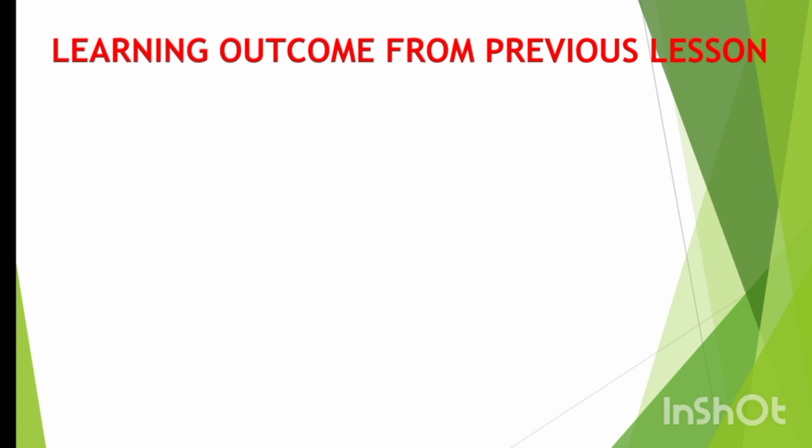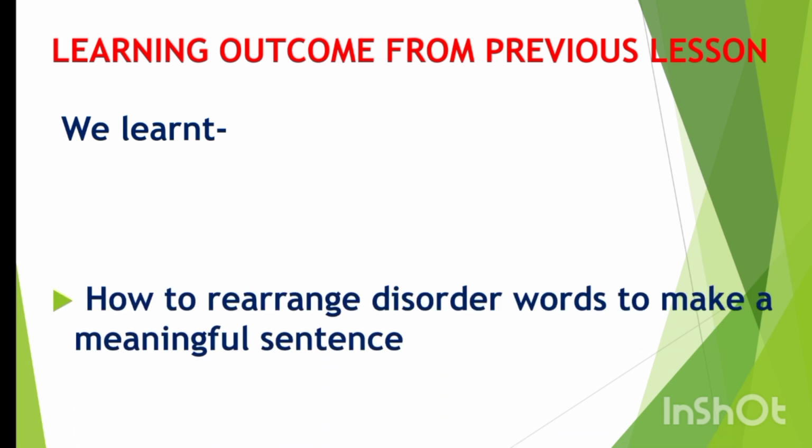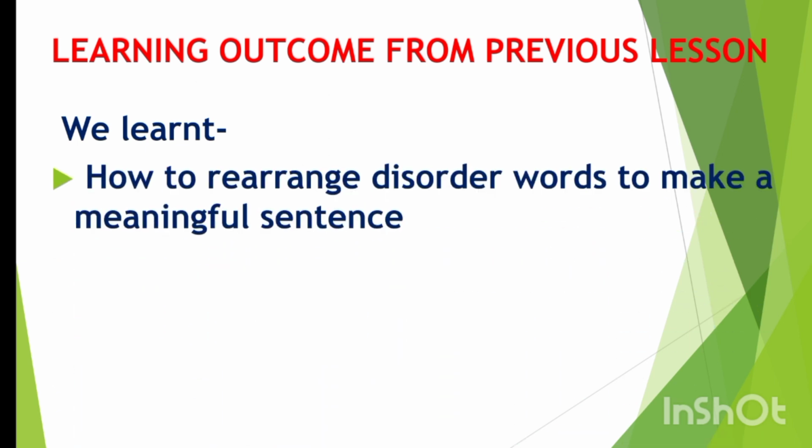Learning outcome from previous lesson. So students, at first we will know what we learned from our previous lesson. So let's see what we learned from our previous lesson. We learned how to rearrange disordered words to make a meaningful sentence. We learned how to arrange jumbled words or disordered words to make a meaningful sentence.